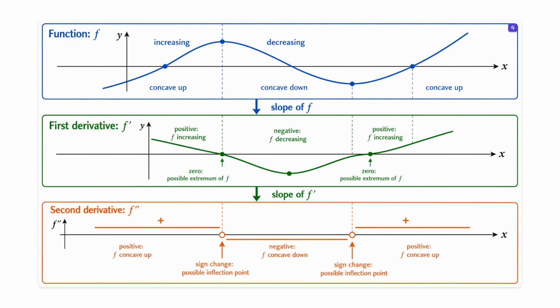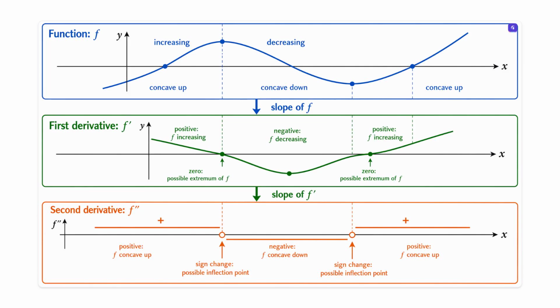Think of this map as your guide for the rest of the lecture. It lines up the function, its first derivative, and its second derivative so you can translate information from one graph to another. Start at the top with the function, f. On this graph, we describe what f itself is doing, where it is increasing, where it is decreasing, where it is concave up, and where it is concave down.